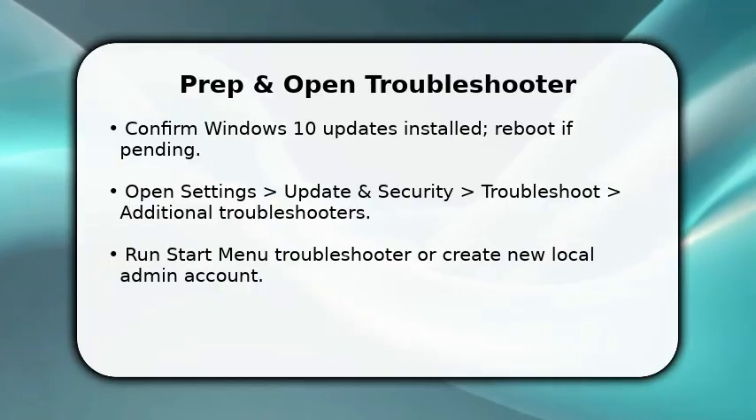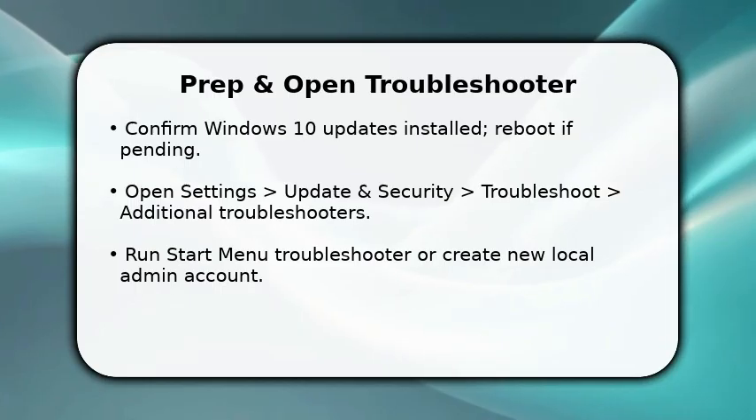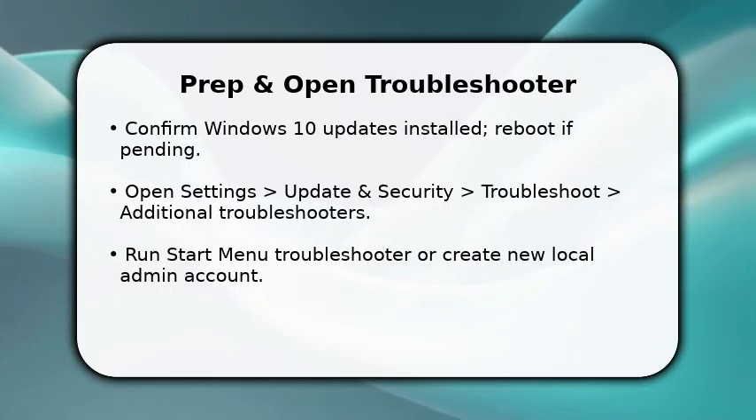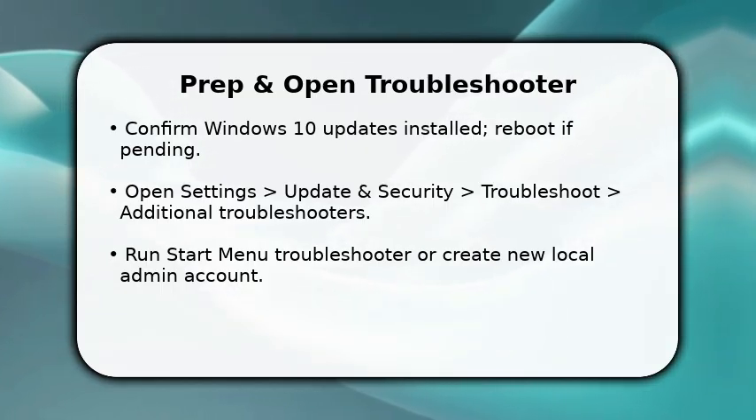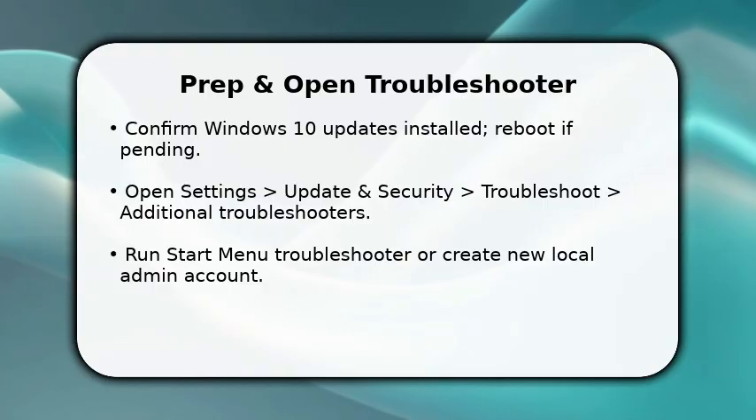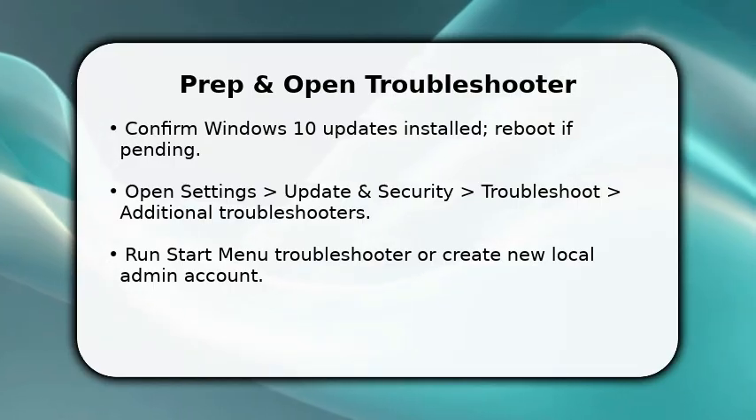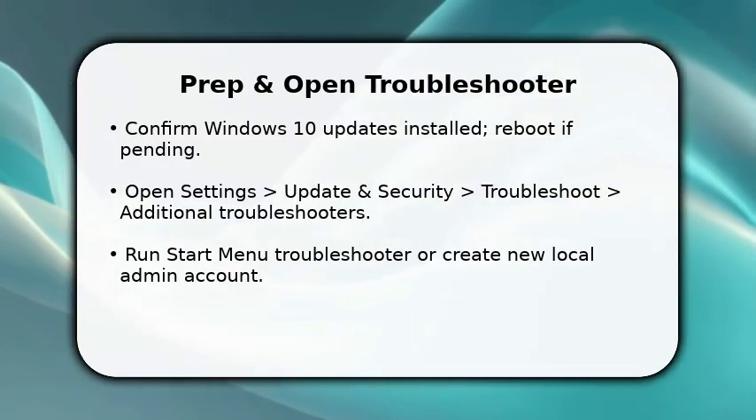You'll start by ensuring your system isn't mid-update, because that blocks fixes. Check Windows Update and reboot if anything is pending. Once back, open Settings, go to Update and Security, then Troubleshoot and Additional Troubleshooters. Run the Start menu troubleshooter, or at least open PowerShell as admin now.